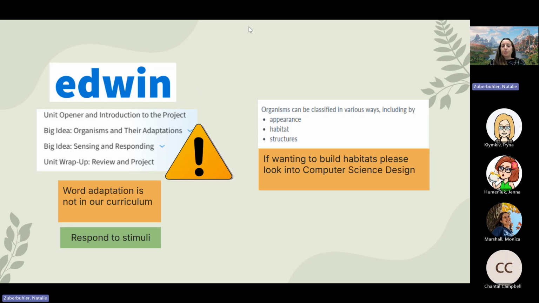Same too, there's a lot of temptation to want to go and build all these habitats. And you know what? That's super cool. It fits really well with your computer science and the design process.